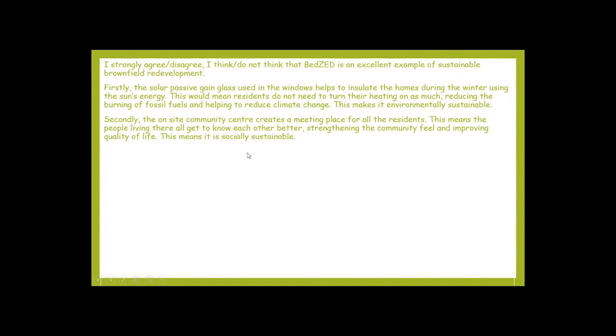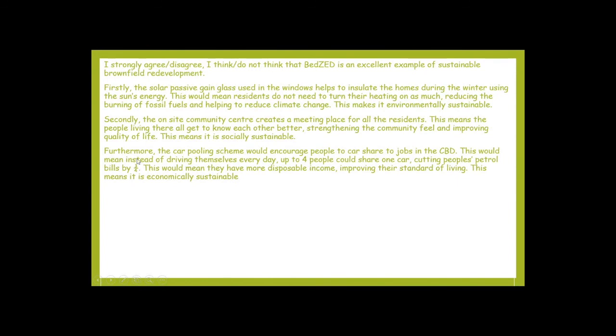Environmental, social, and my third point is focusing on economic sustainability. Furthermore, nice little connective, my answer's flowing nicely. The carpooling scheme would encourage people to car share to jobs in the CBD. It's just a statement, no mark yet.